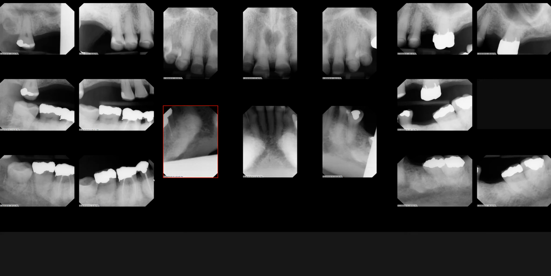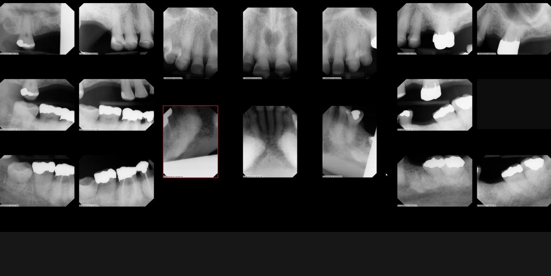Again, this area is highly radiopaque, and although it's difficult to determine the exact border of this opacity, we can see from this radiograph that the opacity appears to extend all the way to the second molar from what I can tell.